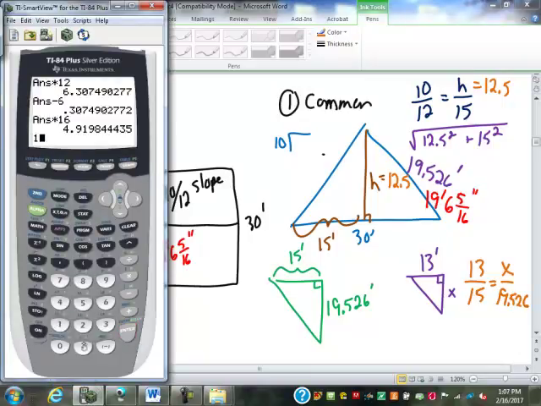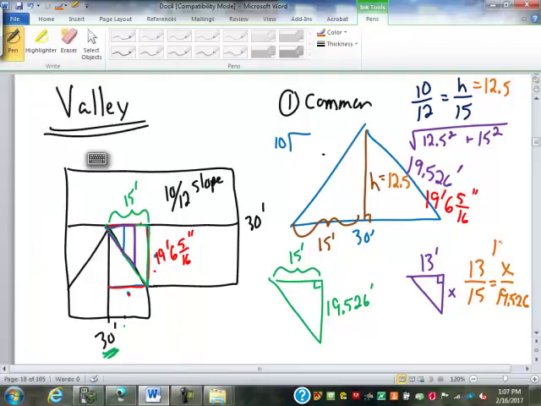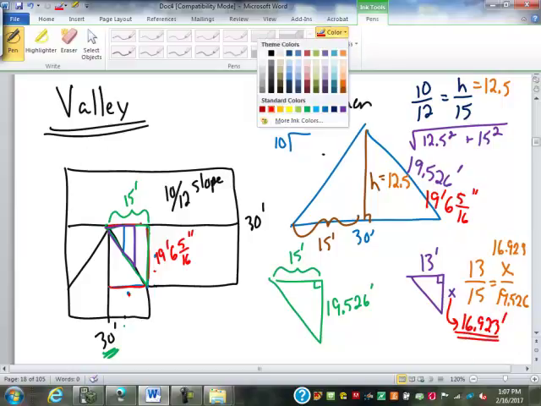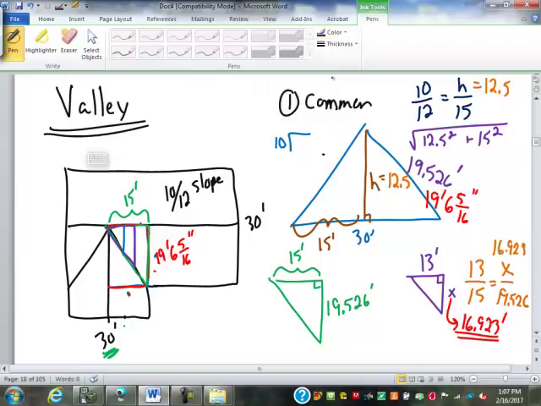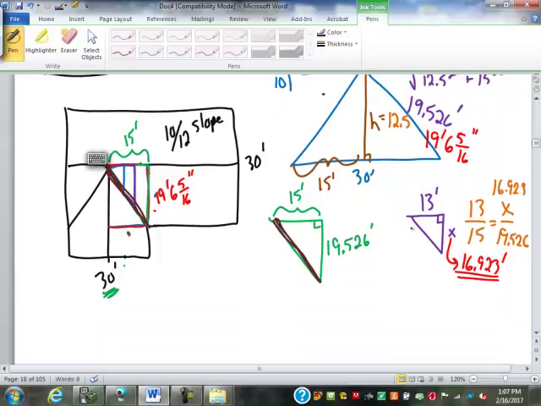So 19.526 times 13 divided by 15. 16.923 is the length of that next jack, in feet. Does that make sense? Now, by the way, we could have found the length of the hip rafter here if we wanted to, or the valley rafter here. That's just the hypotenuse of this triangle, just like finding the hip.